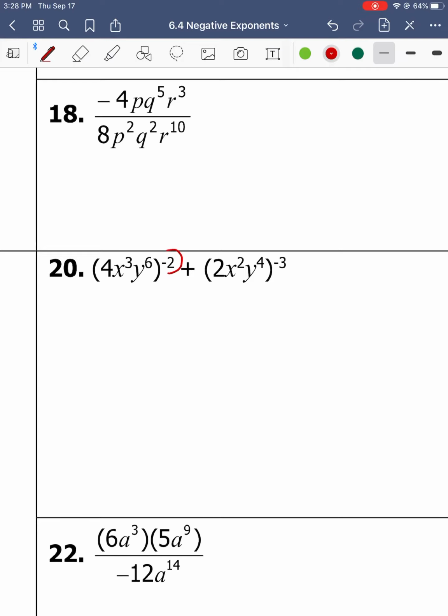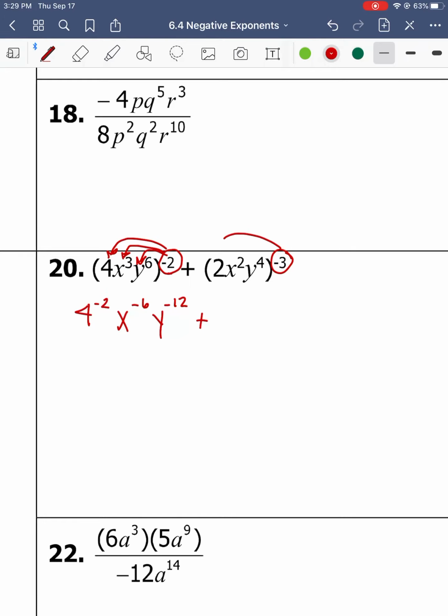Okay, so we see these powers on the outside. So that's what we're going to do first. We're going to apply this negative 2 exponent to each of these in here. Okay, and remember, when we do that, if it already has an exponent, we're just going to be multiplying them together. So we have 4 to the negative 2, then x to the 3 times the negative 2, which is negative 6, and then y to the positive 6 times negative 2, which is negative 12.